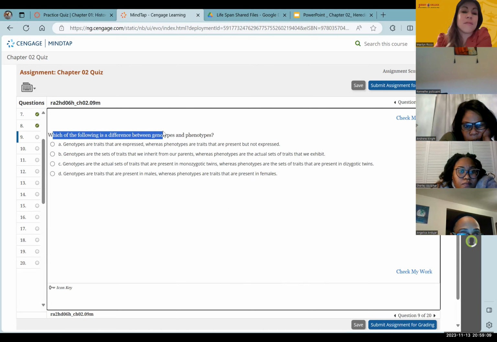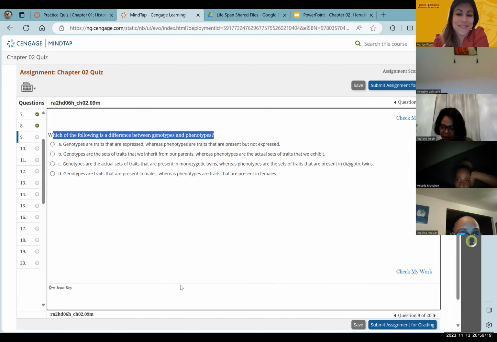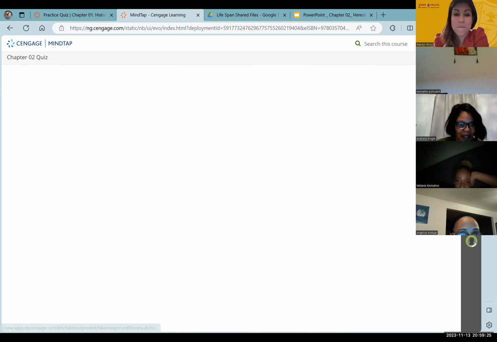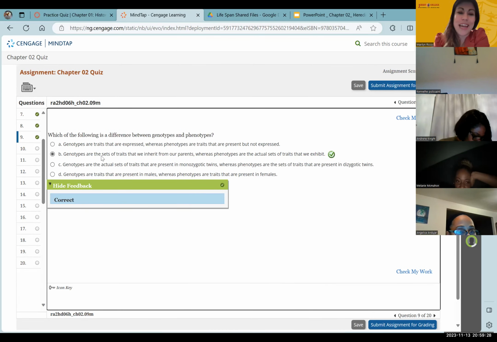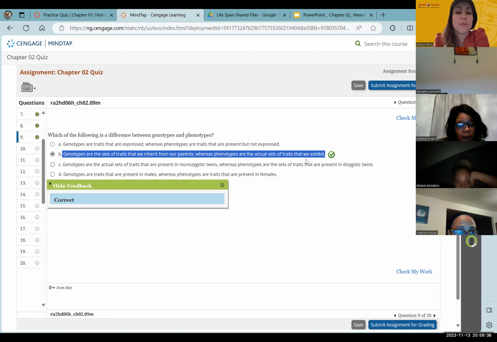Which of the following is a difference between genotypes and phenotypes? I don't remember this at all. Is it B? Yeah, B. Genotypes are sets of traits that we inherit from our parents, where phenotypes are the actual sets of traits that we exhibit, right? That was where I gave you the example of my son with the blonde hair too. He actually exhibits the trait. He doesn't just get it.